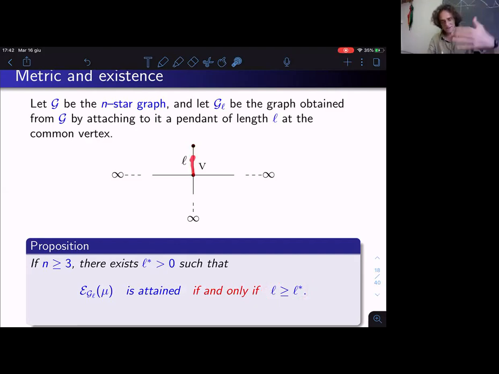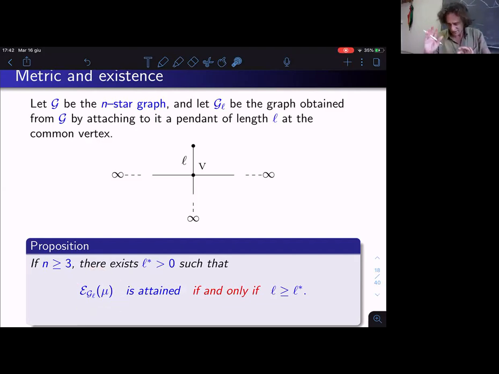So it is very important that this guy here has enough capacity, in some sense, to host the correct amount of mass in order to make the ground state exist.